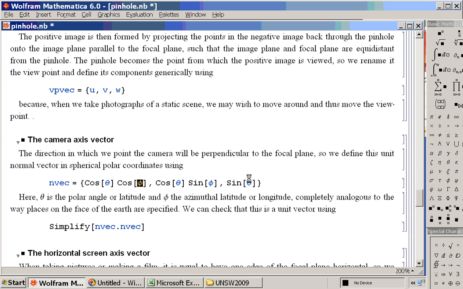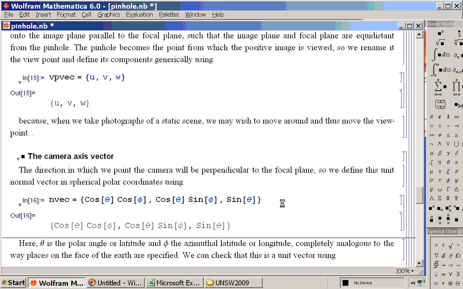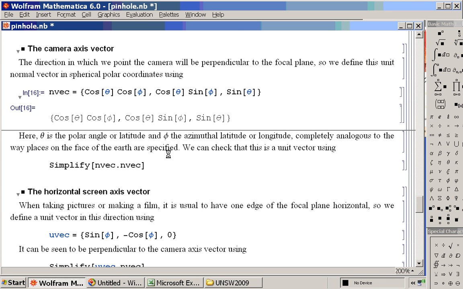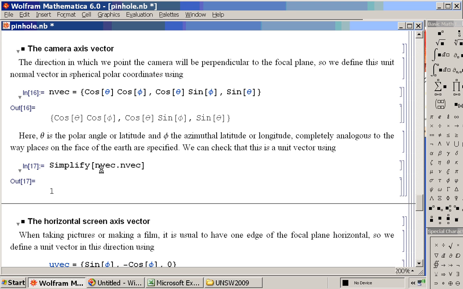And we can check, we better execute or establish the viewpoint vector, and then we want to establish the normal or the camera axis vector, and check that it's actually a unit vector by working out the square of its length by taking the scalar product of it with itself, which is 1.